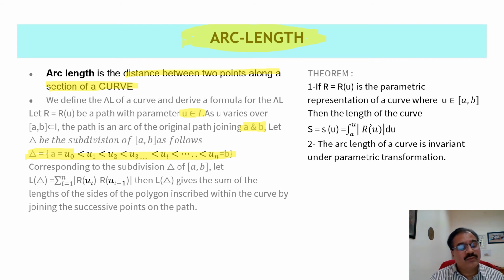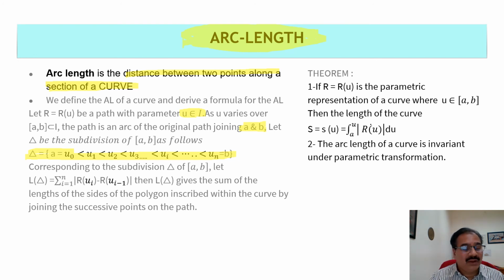Subdivision means, let us suppose u0 is equal to A, u1 is u0 plus h, u2 may be u0 plus 2h, u3 may be u0 plus 3h. These are the subdivisions ui, up to un is equal to B, which means you have already subdivided the closed interval AB.